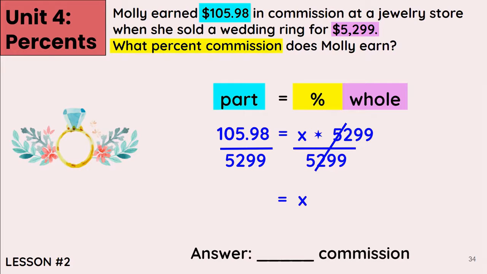All right, you should have gotten 0.02. So what percent commission does Molly earn? Molly earns 2% commission. So whatever Molly sells, she gets to keep 2% of it.